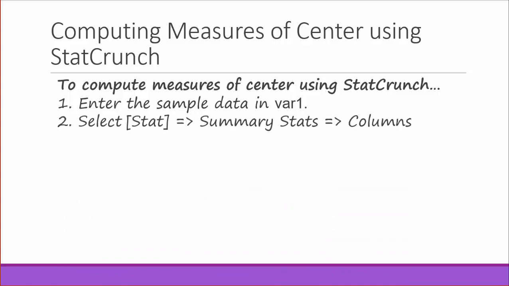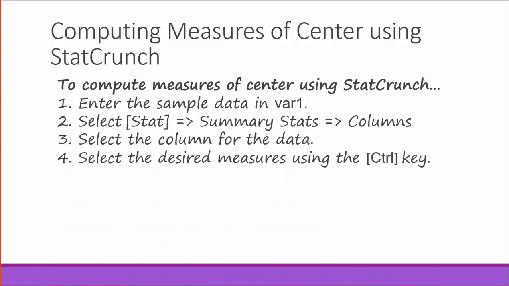Second, to get the measures of center that we want, we select the Stat button, select Summary Stats, and then Columns, all right? Because our sample data will be listed in column form. Then we select the column in which the data lies, and then select the desired measures using the Control key from the statistics box, because there's all sorts of summary statistics we can compute. We just want the measures of center right now. And finally, click on Compute, and that'll give us our proper output.